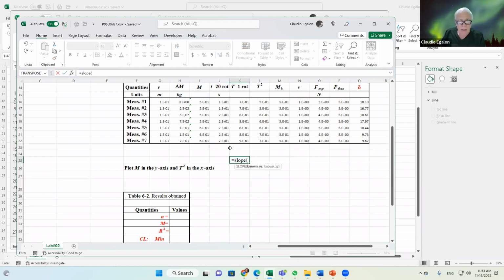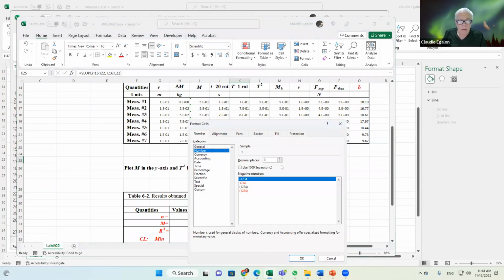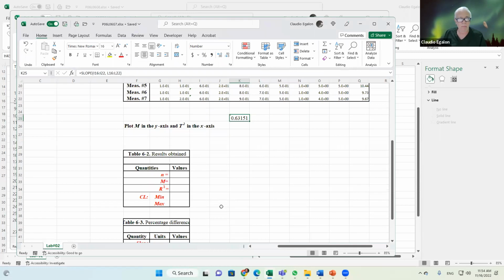Excel has this function called slope. Equal slope, known y. The one that you want to plot in y is the m, right? Here you go. Highlight, and then we should get exactly the same slope, known x. Oops, now I have to put the right numbers there. Number 1, 2, 3, 0.6315. Okay? That's another way of getting the slope.